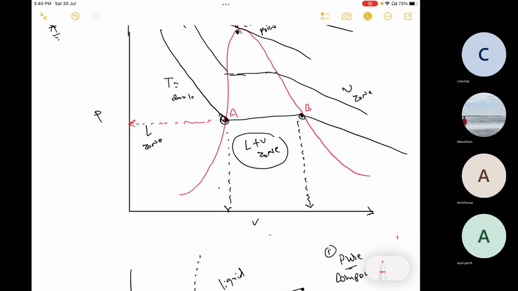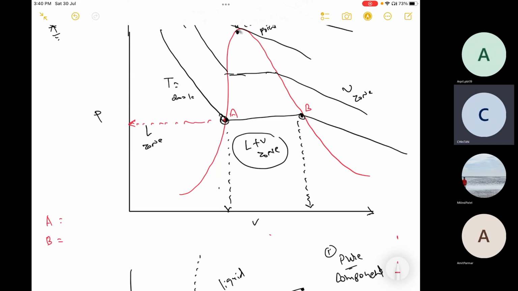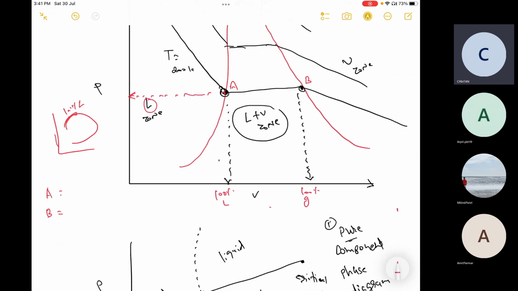Very simple. Bubble and dew point. Yes. So which one is the bubble point? B is the bubble point? No, no. A is the bubble point. This is the bubble point curve, so 100% liquid. That means here we have 100% liquid and here we have 100% gas. So A is the bubble point and B is the dew point.